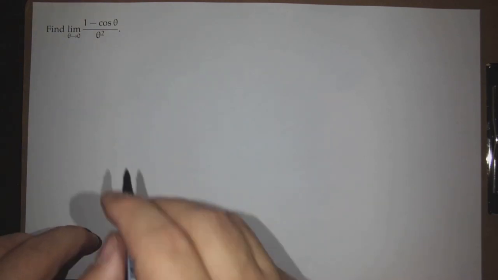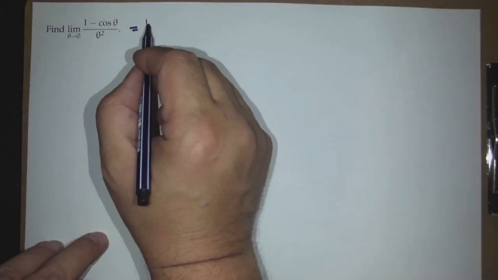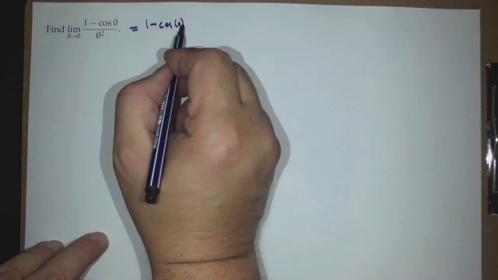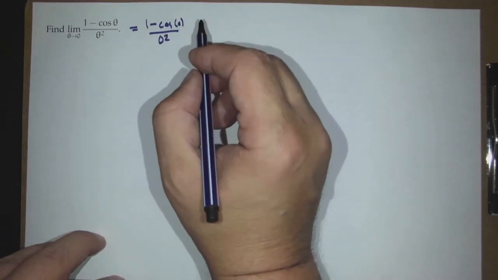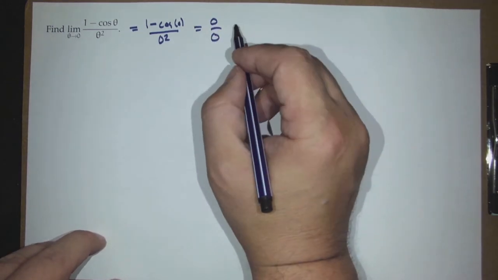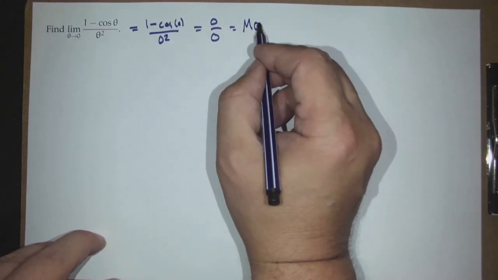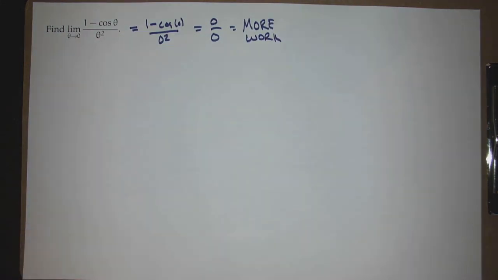But before we do anything, what should we check? We should plug stuff in, just to say, do we need to do any more work? So we plug in 0. This is giving us 1 minus cosine of 0 over 0 squared. Cosine of 0? 1. So this gives us 0 over 0. So what do we know we need? More work. Okay, so we know we have to do work.